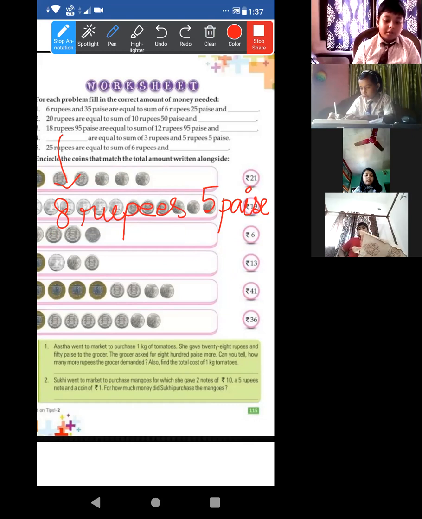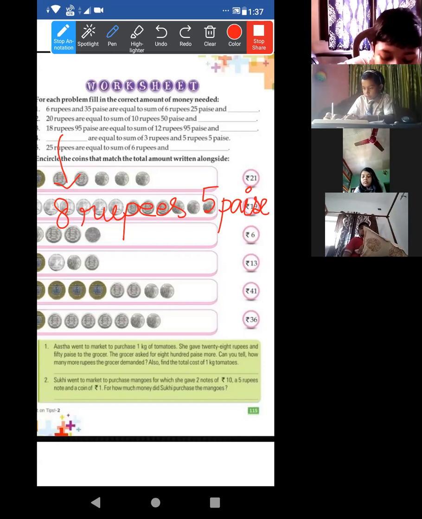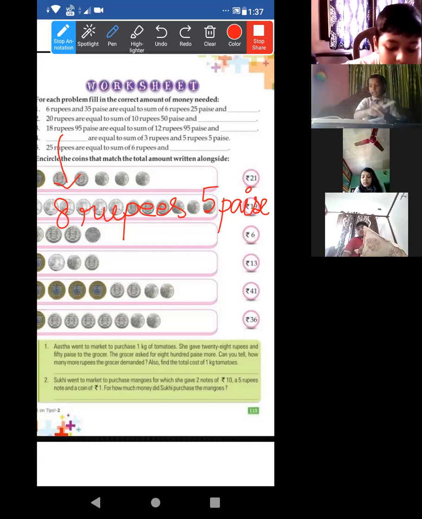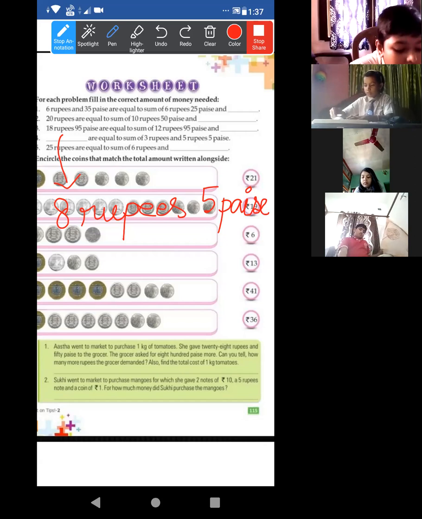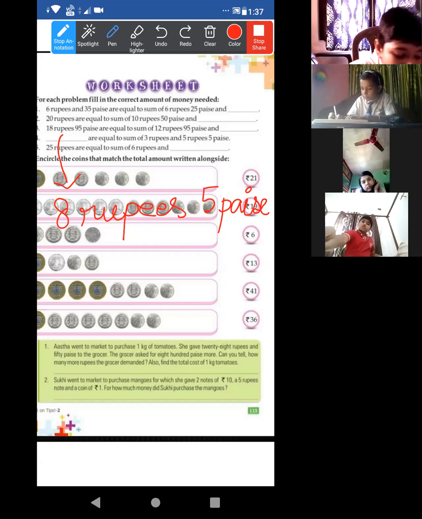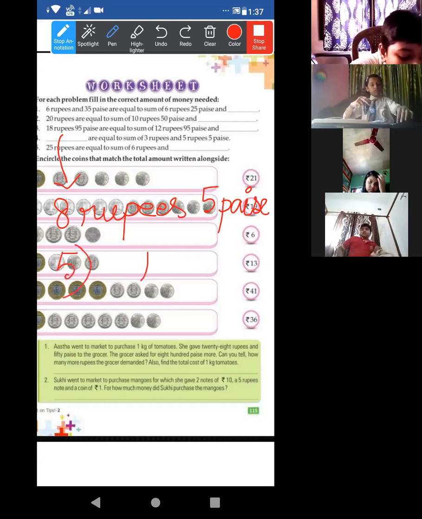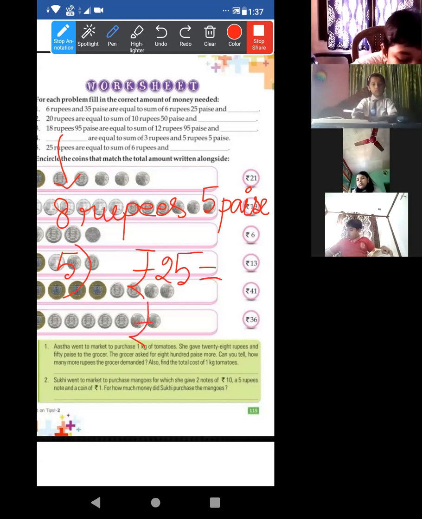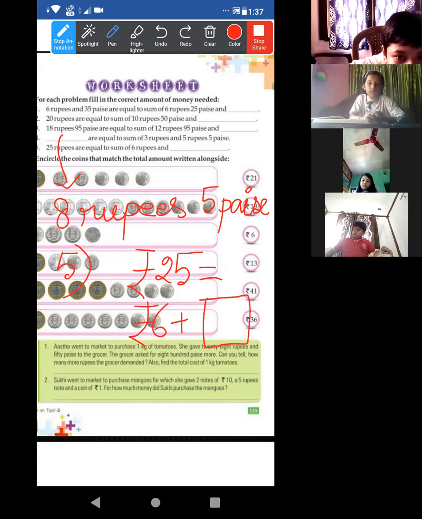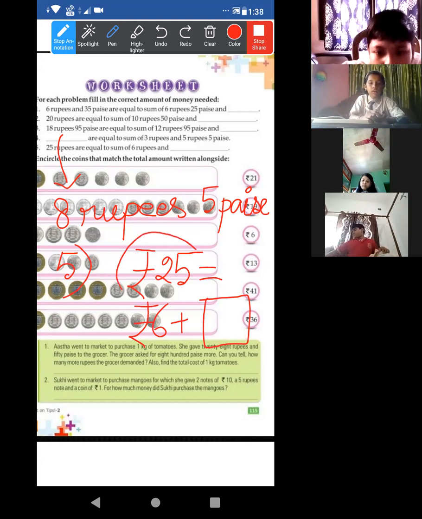Jinia got it too. Acha, now look at this. The next one, the fifth one. The fifth one is very much easy. Look. 25 rupees is equal to the sum of 6 rupees and dash. Look at the fifth one. 25 rupees is equal to 6 rupees plus dash. Which number will we have to add with 6 so that it will be 25?